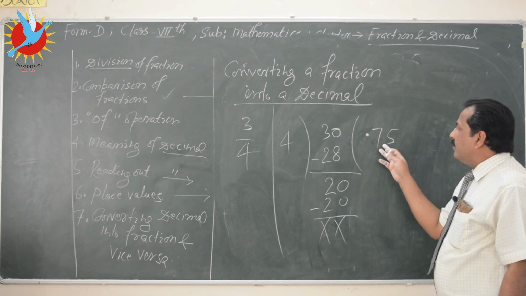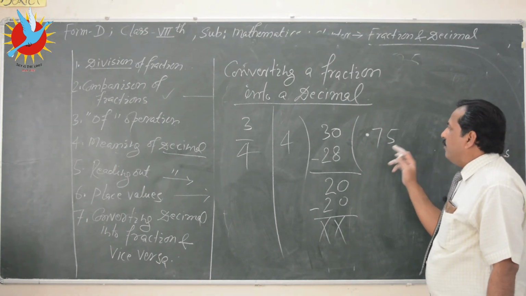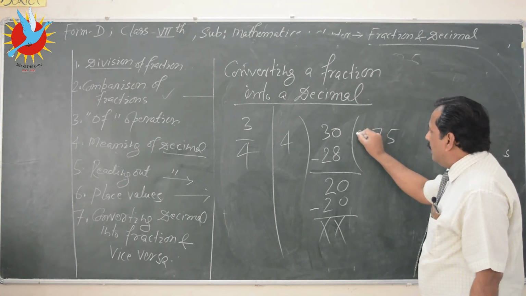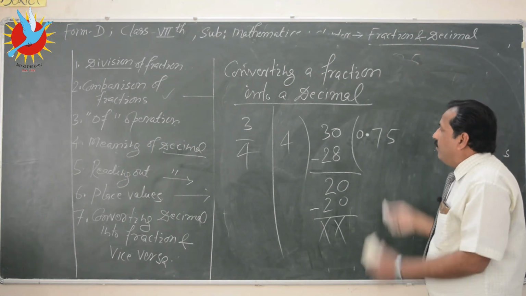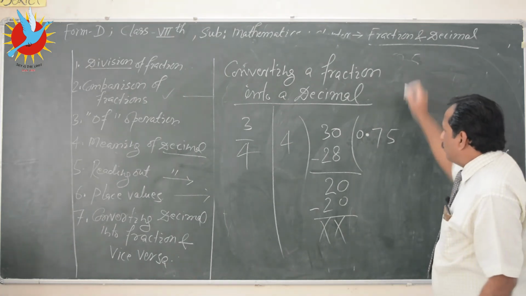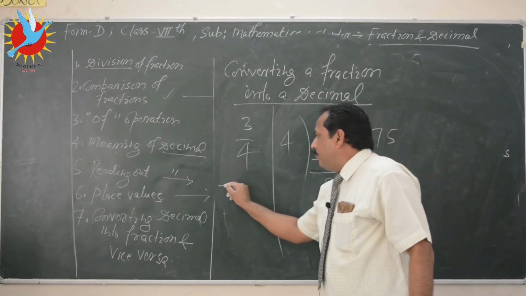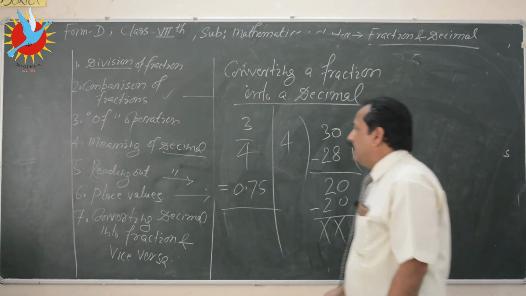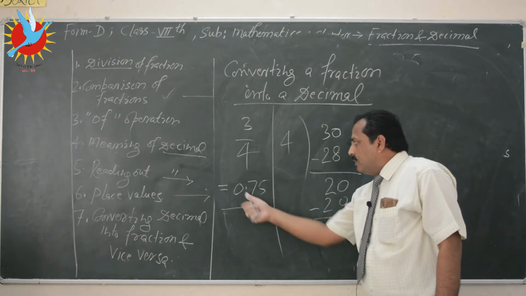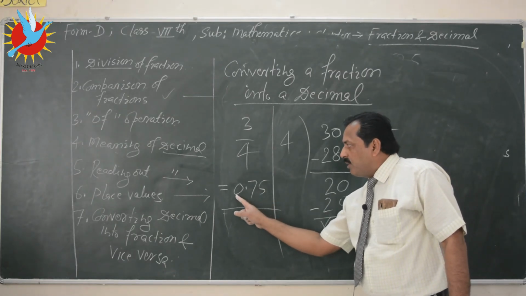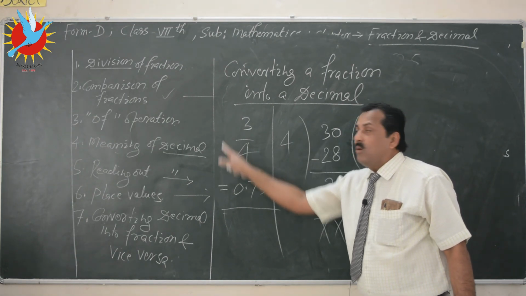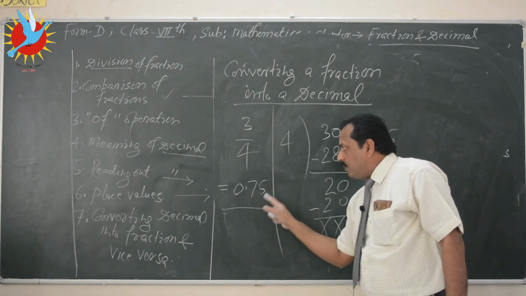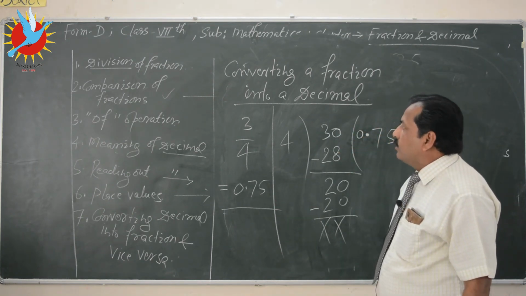So what is the outcome here? This is 0.75, decimal 75. Because it starts with the decimal point, it is written like this. This is the way of writing. So we can say this fraction 3 by 4 is equal to 0.75 in decimal. This 3 by 4 is also less than 1, like 0.75. See, the whole number part is 0. Here also there is no whole number part, only a fractional part. So this is how to convert.